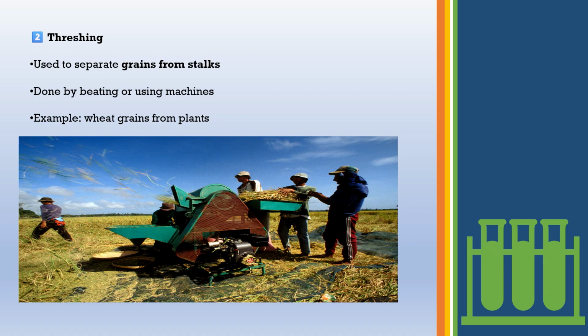Second one is threshing. Threshing is used to separate grains from the stalks. Farmers do threshing by beating the plants or using a machine. This helps to get grains like wheat and rice.